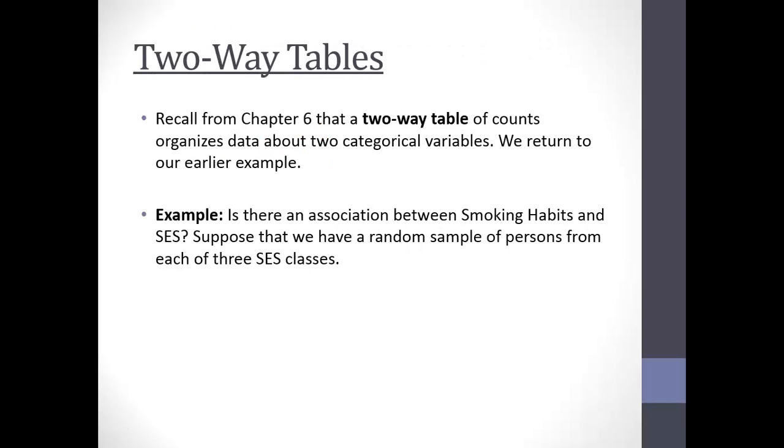Okay, a quick reminder of what a two-way table is. A two-way table is a way of displaying two categorical variables. We have one in the column on the left and one in the row on the top, and then we can organize our data. If we have a sample of people, we can cross-classify them and put them in the right places. In our example, with our two-way table of smoking habits and socioeconomic status, we want to ask if there's an association between these two things.